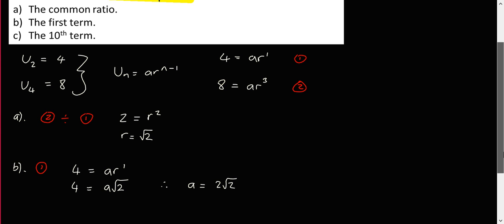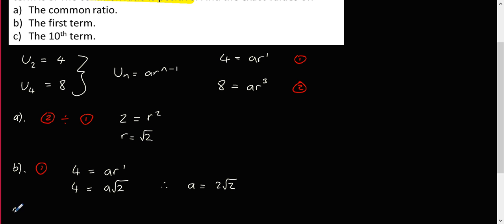So now we're being asked to find the 10th term. So U10 is ar to the power of 9. We know a and we know r, so we know that U10 is going to be 2 root 2 multiplied by root 2 to the power of 9. And we can just evaluate that on a calculator. You can do it without a calculator, but it's best to make sure you've got it completely right. So we've got 2 root 2 multiplied by root 2 to the power of 9, which is 64.